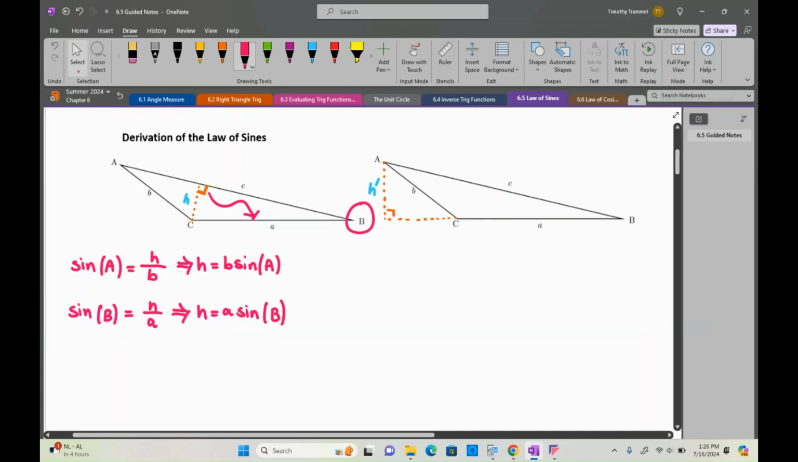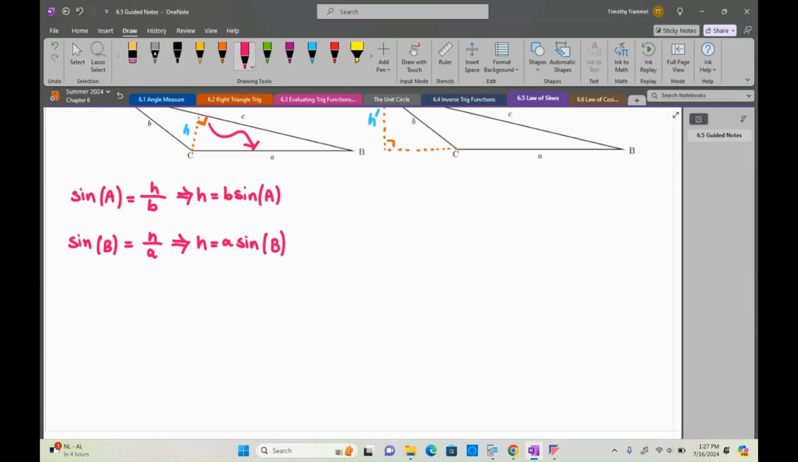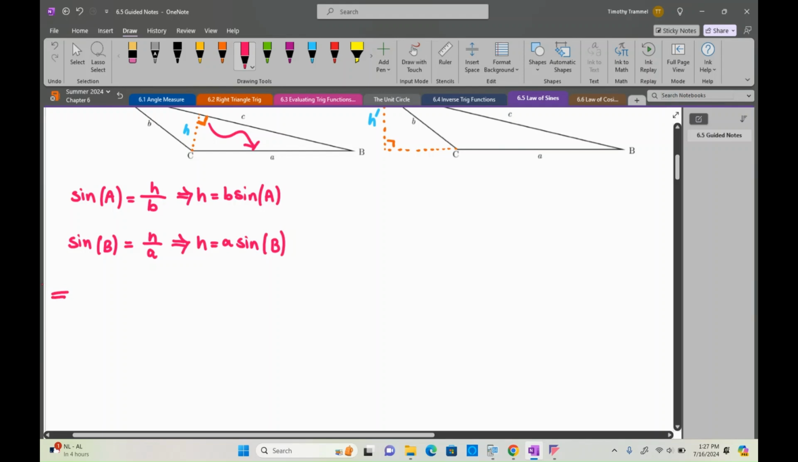And all I did on both of these is this top one here, I multiplied both sides of the equation by B. And for this one, I multiplied both sides of the equation by A in order to isolate H. Well, now that we know that these are both equal to H, we can take both of those and set them equal. And so that gives us little b sine of big A is equal to little a sine of big B.